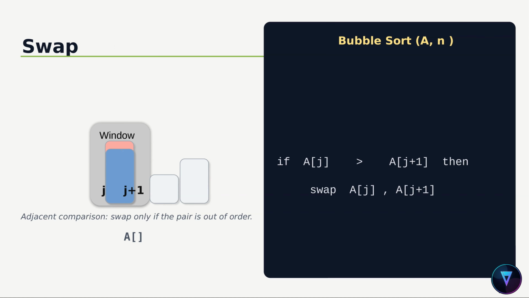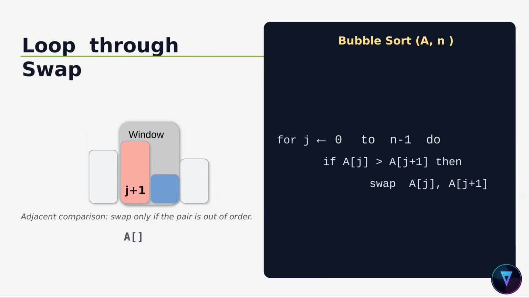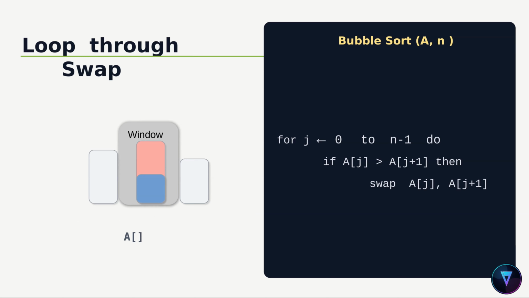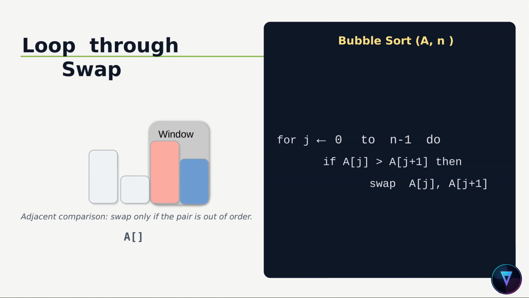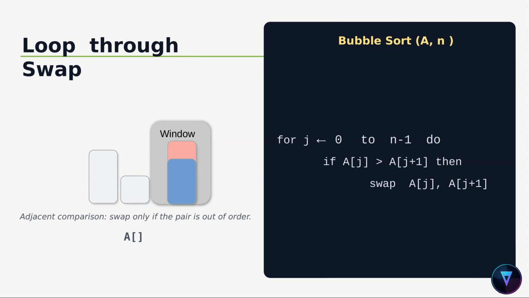Okay. And once you make that decision and execute that potential swap, you take exactly one step to the right. So you literally just shift your blinders. Right. Now you're looking at book 2 and book 3. You compare them, you swap if necessary, and then you just take another step to the right. Then you check 3 and 4. And this step-by-step march continues strictly from the beginning of the array all the way to the very end.